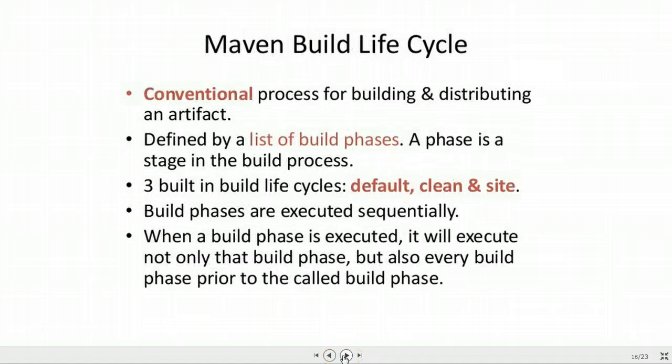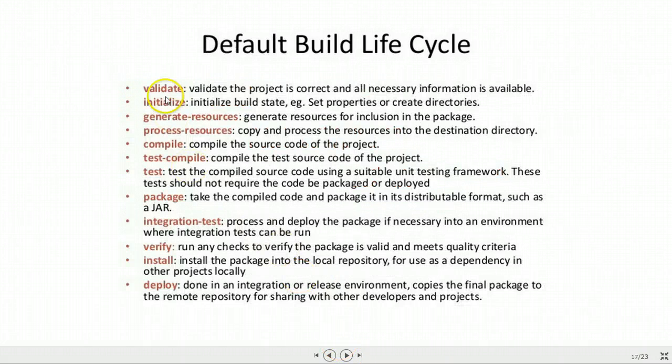So Maven has a concept of a build life cycle. Okay, so Maven has 3 different life cycles: default, clean, and site. In each life cycle, there are a lot of build phases. Okay, so a phase is a stage in the build process or life cycle. So a life cycle has a bunch of phases, and they are executed sequentially. So a default life cycle, for example, has these phases. It has more, but these are just some of the phases in the default life cycle.